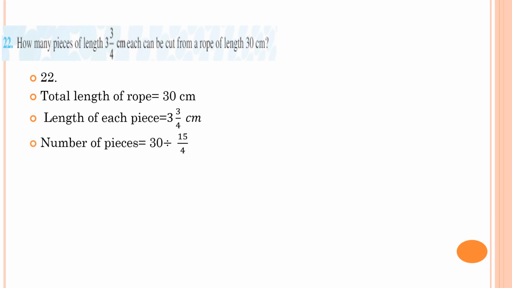That is, I converted 3 by 4 into improper form. That is, 4 3s are 12, 12 plus 3 is 15. So 15 by 4. So I will take the reciprocal of the divisor and put a multiplication sign, that is 30 into 4 by 15. 30 and 15 are divisible, that is, 2 15s are 30. So I get the answer as 8 pieces.